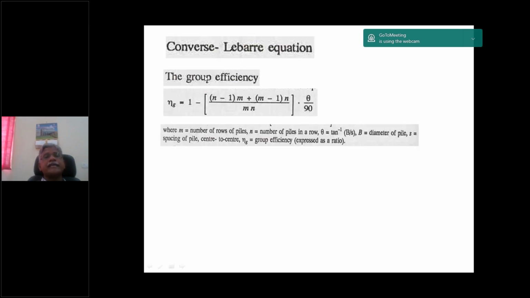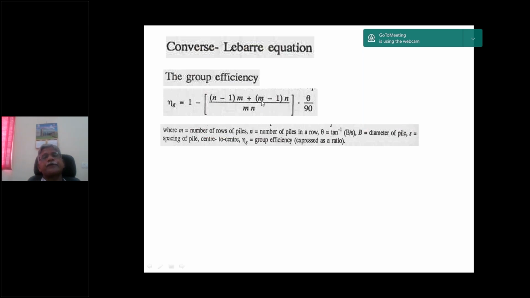So the Converse-Labarre equation can be used to find out the group efficiency of the piles, where the group efficiency is equal to 1 minus [(n minus 1) m plus (m minus 1) n] divided by mn, where n is the number of rows and m is the number of columns.